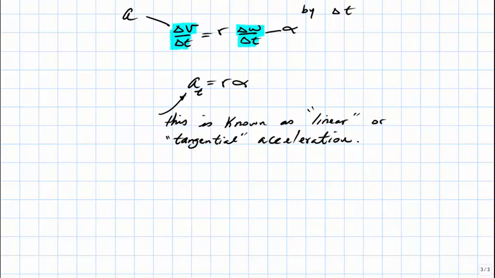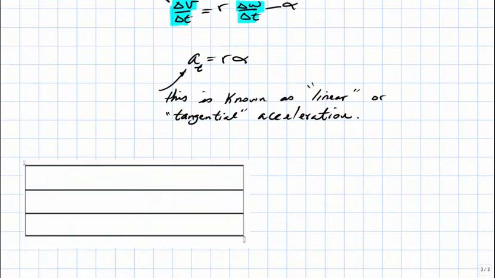Let's summarize these relationships within a chart. The first equation is S, which is the same as X, equals R times delta theta. The second equation is V equals R times omega, and the last equation is A tangential simply equals R times alpha.